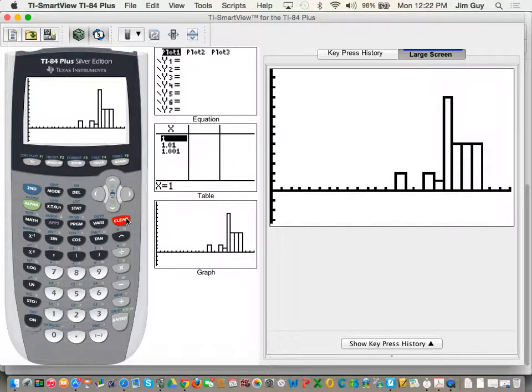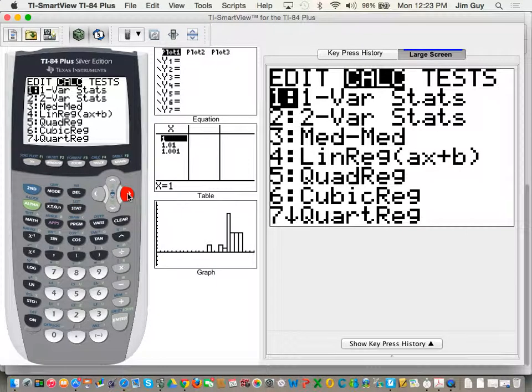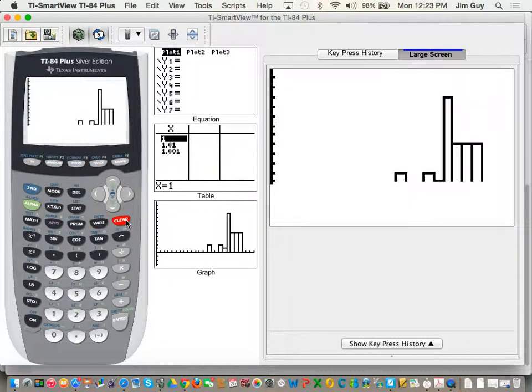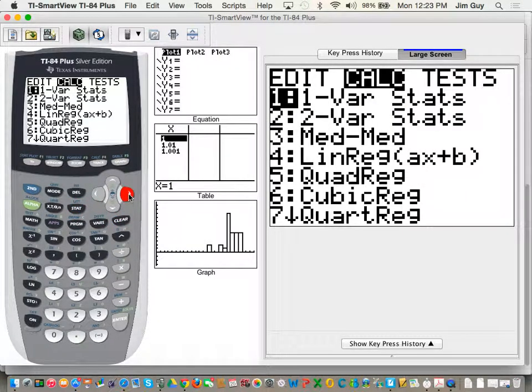You hit stat, and then over to calc. The one var stats, guys. You got to make sure you have that. So again, let's make sure that you got that. You hit stat, over to calculate the 1 var stats. They're going to make you do that on our homework.